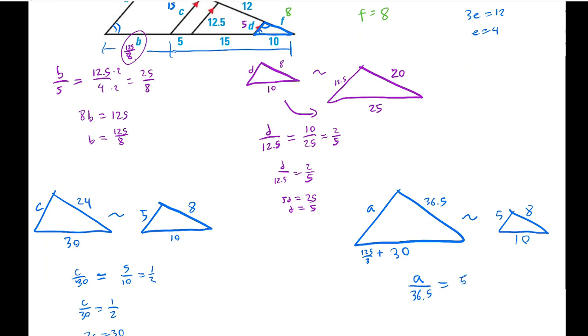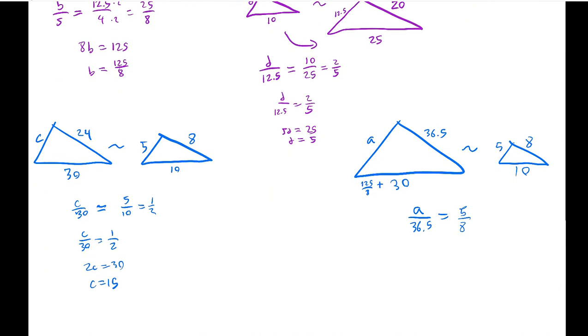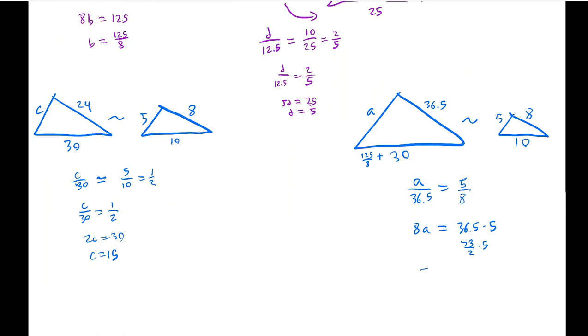Okay. So if I want to solve for a, then a is to 36.5 in the same ratio as 5 is to 8. And then you just got to solve. So 8a equals 36.5 times 5, which is 73 halves times 5. So 8a equals 365 halves. Then we divide by 8, so a is 365 over 16.